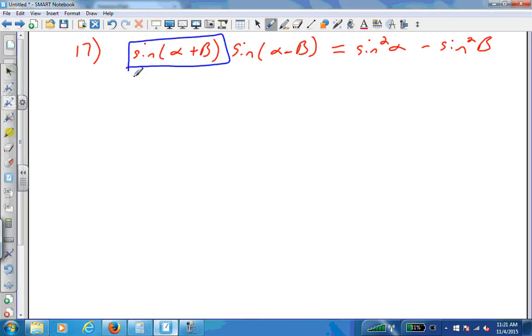I don't know where that's going to go. We'll try it and see what happens. So remember, if we have sine of an angle plus another angle, we can change that to sine of the first angle, cosine of the second, plus cosine of the first, sine of the second.